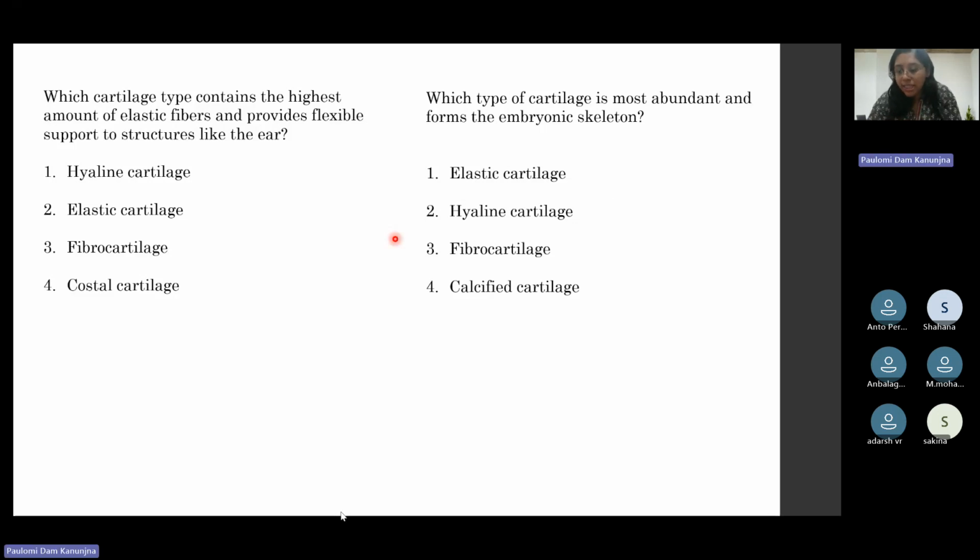Take a guess, because these are the very type of question that you would encounter. Feel free to type your answers. Even if they're wrong, it's okay. This just serves as a reminder or a recap for you.